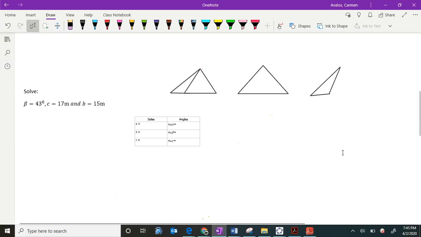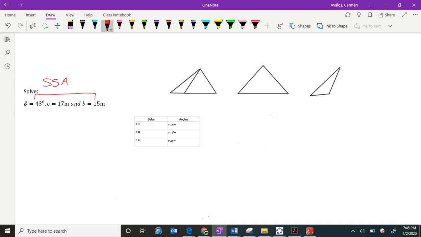So let's do some example problems. This is an example problem, and I know that it's the SSA category because I'm given beta and I'm given the side opposite. So I know that, and I'm given a second side. So this here is automatically SSA, and that's how I could tell. Now I have to decide whether I'm going to have 0 triangles, 1 triangle, or 2 triangles.